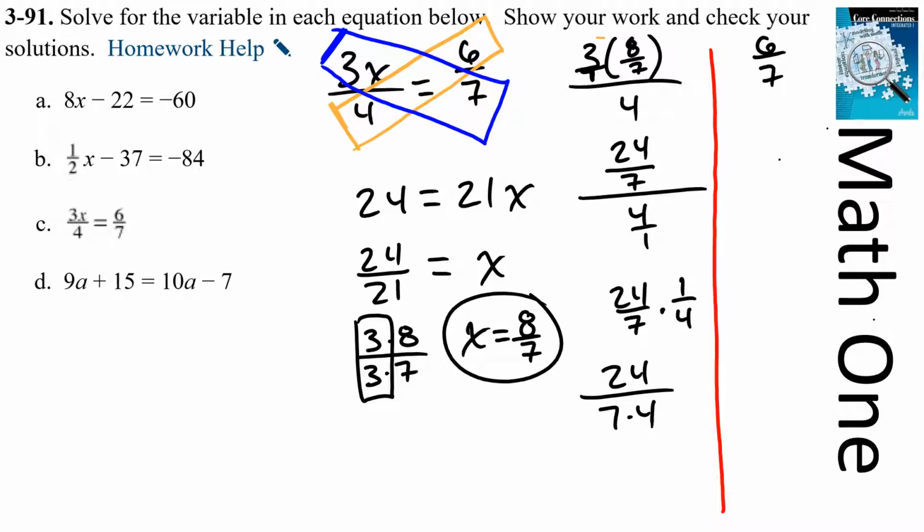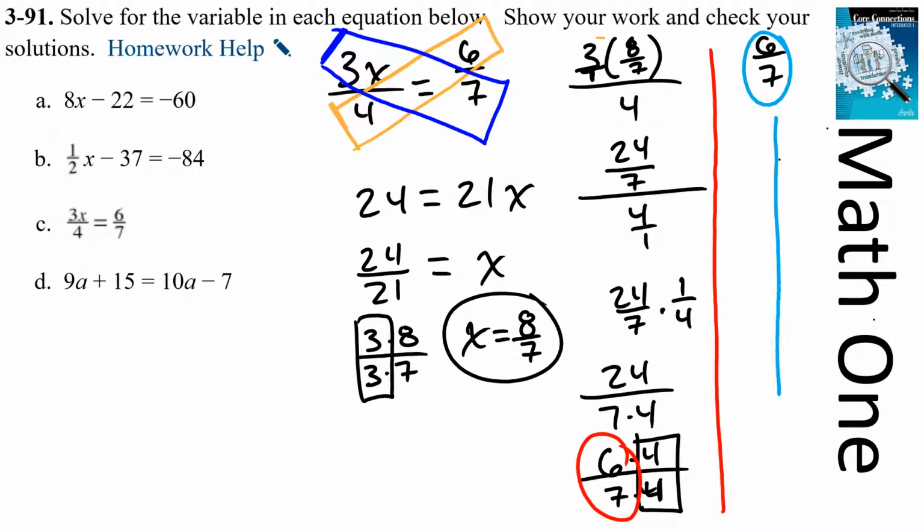24 is divisible by 4. In fact, it is 6 times 4 is 24 over 7 times 4. And you can see, because I have this giant 1, that the left-hand side is indeed 6/7. So since I have 6/7 on both the left and the right-hand side, I can see that 8/7 is indeed a solution.